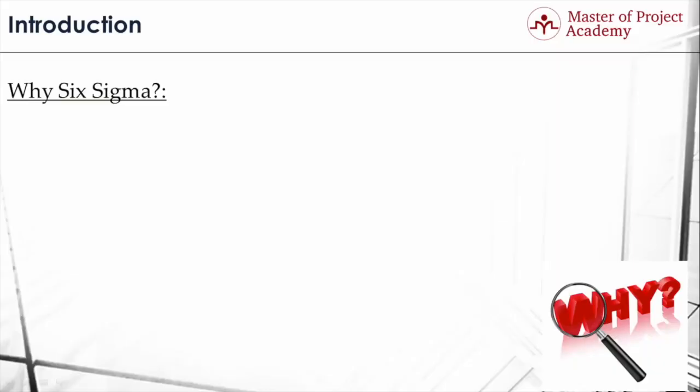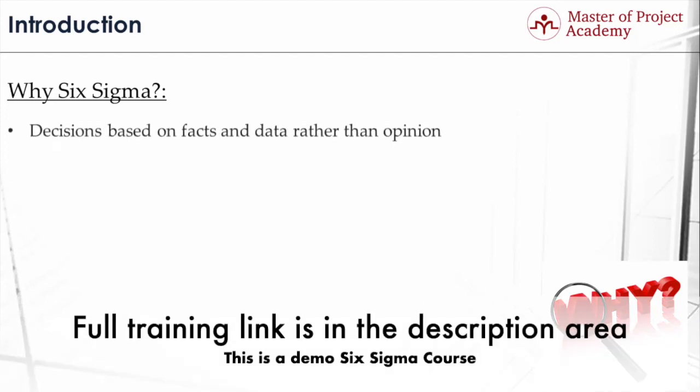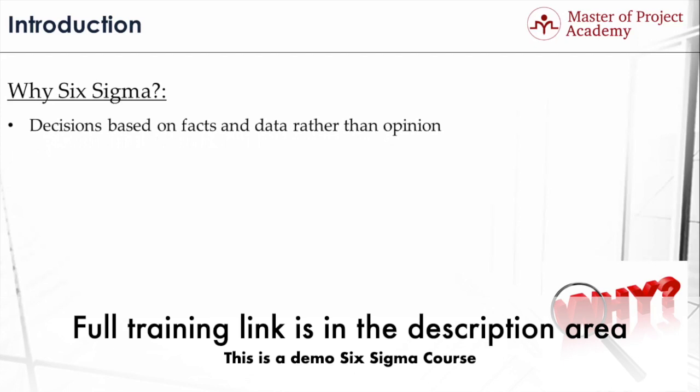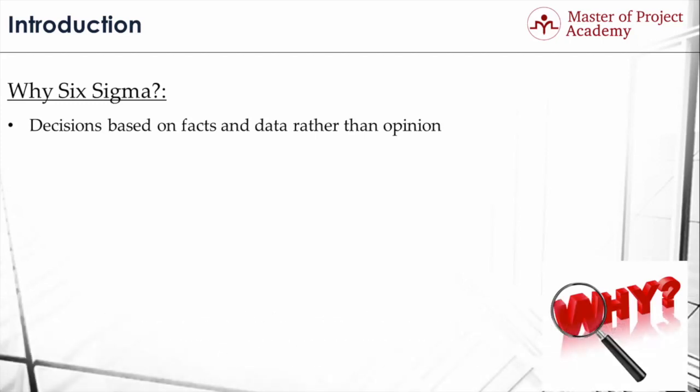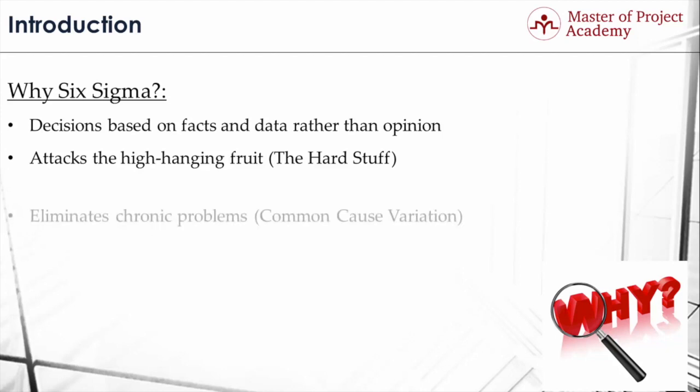Why do we need Six Sigma? Six Sigma is a disciplined and data-driven approach. That is why decisions taken with the help of Six Sigma tools and techniques are based on facts, figures, and the relevant data. These decisions are never based on gut feeling or any personal opinion. Six Sigma methodology attacks high-hanging fruits. High-hanging fruits are nothing but the complex problems or hard stuff. Six Sigma addresses complex or critical pain areas first.